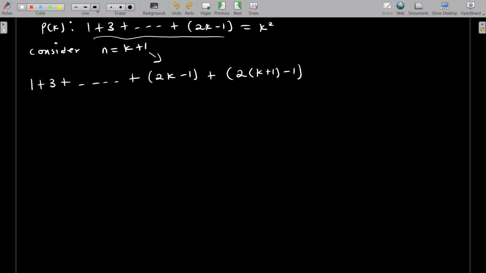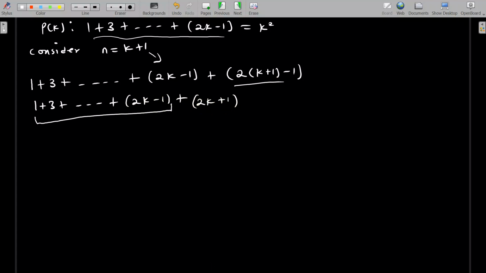Okay, so this whole thing, let me rewrite it again, is the same as 1, 2, 3, ..., 2k minus 1. If I simplify this, I'm going to get 2k plus 1, right? Now, what is this side of my k plus 1? That side is equal to what? k squared, right? So I just put it there, and that's going to be very fun. If you put it there, you have k squared plus 2k plus 1.